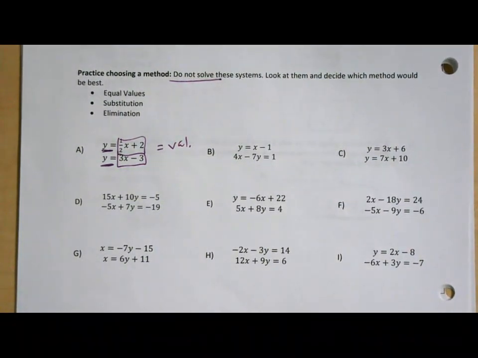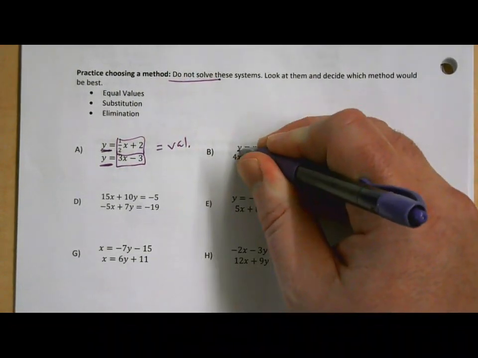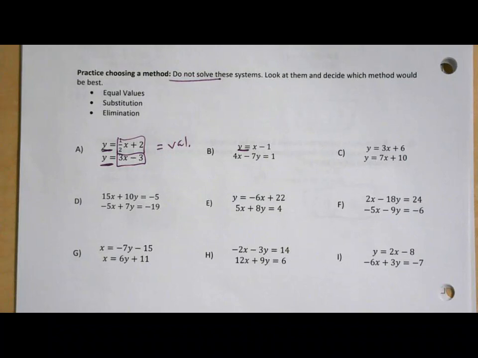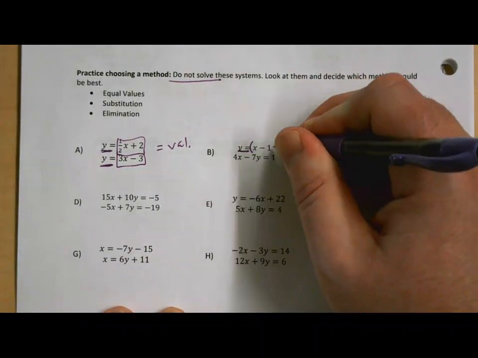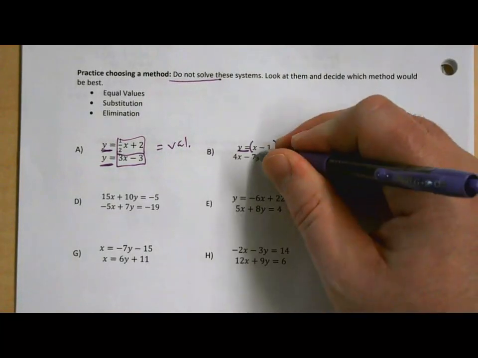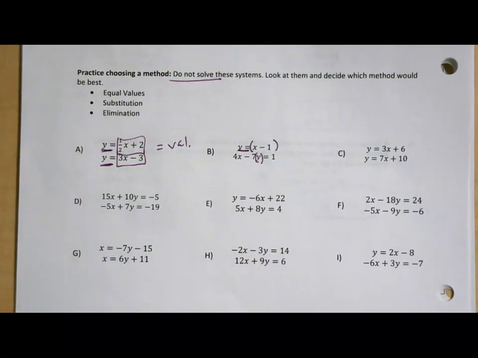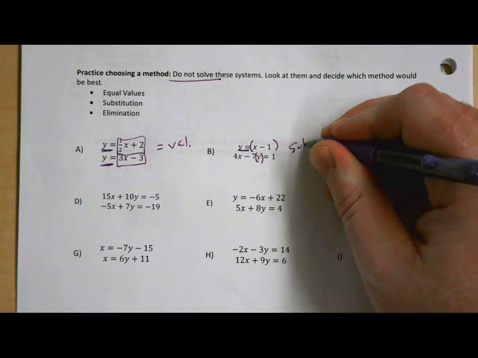How about B? Is that equal values also? No, because it doesn't have 2 equations with y equals. Only 1 equation has a y equals this time. Which one would this be? This would be a better one for substitution. We could take that x minus 1 and substitute it into the other equation in place of y. So this is a substitution problem.